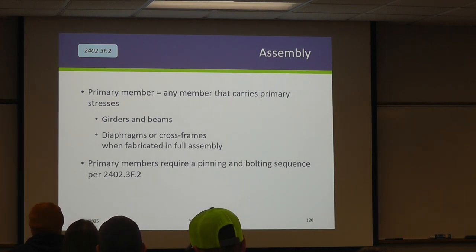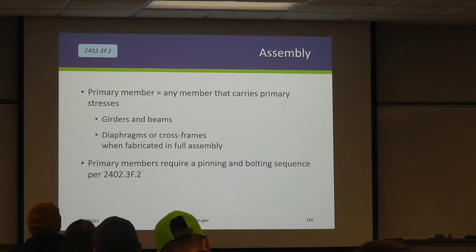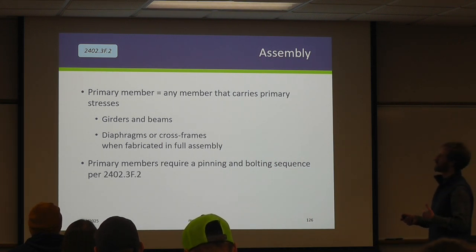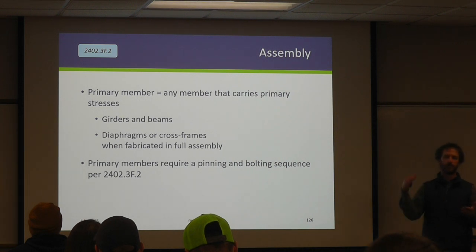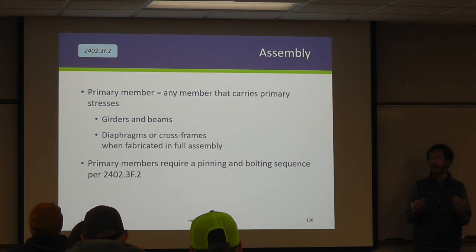So assembly, we have rules around assembly, primarily related to when things can be tightened. So the spec book defines a primary member as any member that's going to carry primary stress. This is a pet peeve of mine, right? When you use the same word in the definition. So what is a primary stress? I like to think of it as, is this a member that's going to carry live load and contributes to the stability of that.